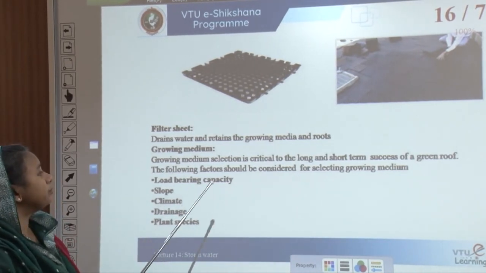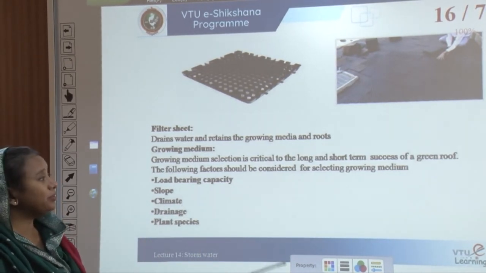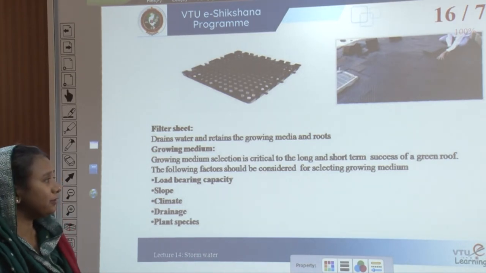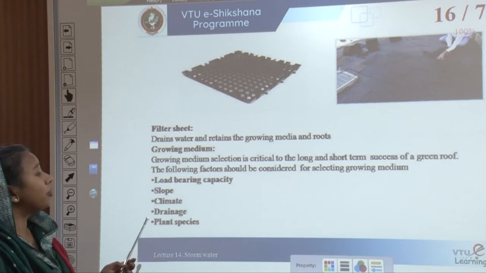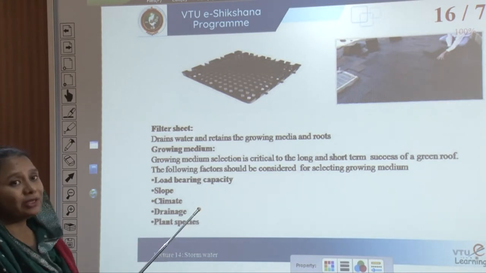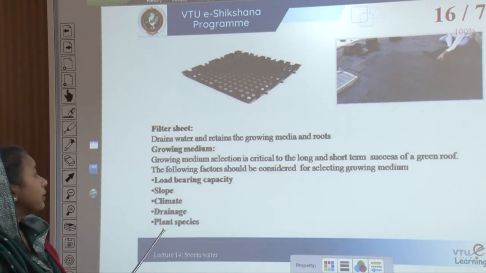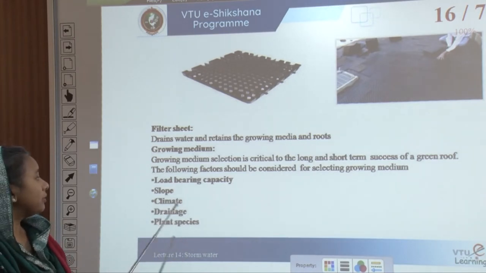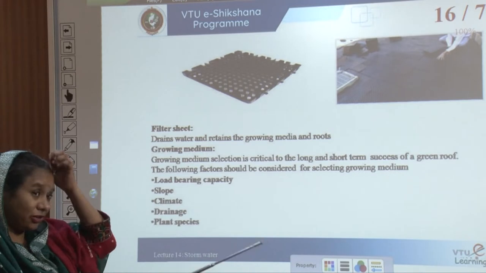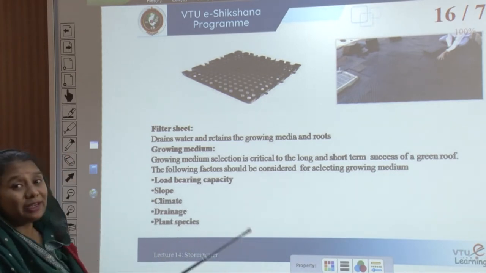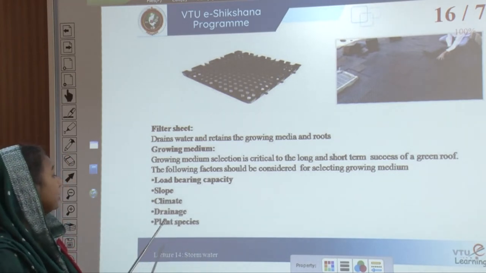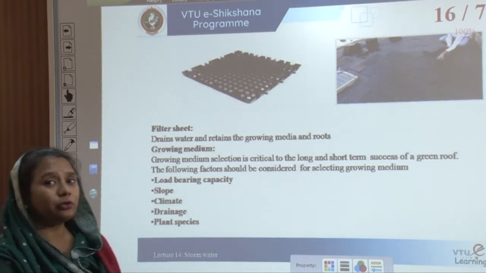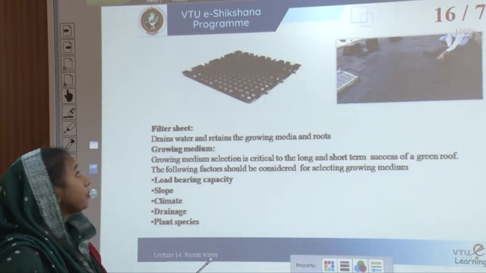So, the growing medium selection is very critical for us because it should be decided based on long term as well as short term successes of a green roof. And the following factors can be considered while selecting the growing medium: if the plant is load bearing, if the whole surface has any slope, if the climatic conditions are bad or worse, what the drainage aspects are, and the kind of plant species that you are going to pick.